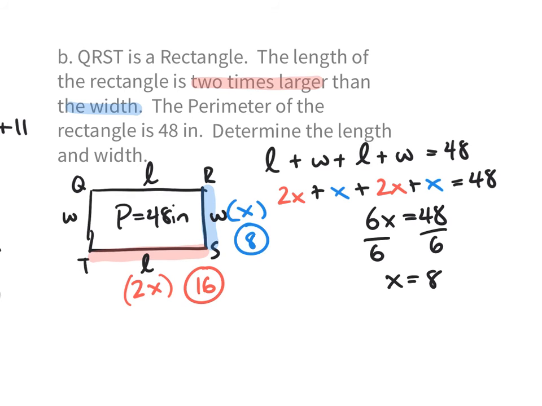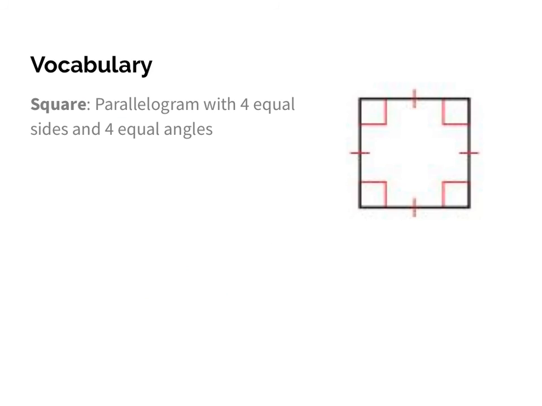Now, is it always going to be that type of relationship? No. What we do have to know, though, is that with a rectangle, just like all parallelograms, opposite sides are equal. So I know that all the widths and all the lengths would be 8 and 16 respectively. So again, this is just using properties of rectangles that you should already know at this point. All right, the last special type of parallelogram is the easiest of all of them, a square.